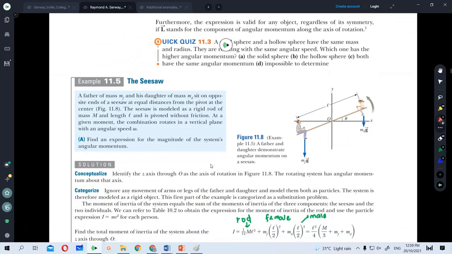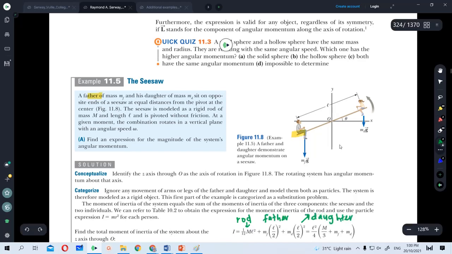Now let's turn to example 11.5, the seesaw. In this example, we are going to see there are three objects: father, daughter, and a seesaw. The seesaw will use the model that has I equivalent to 1 over 12 ml squared, perhaps L here.